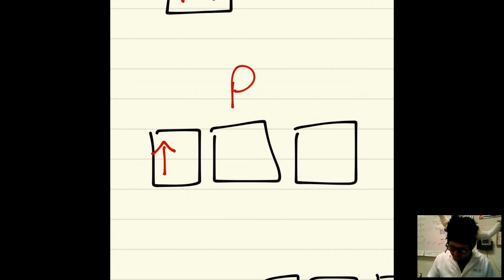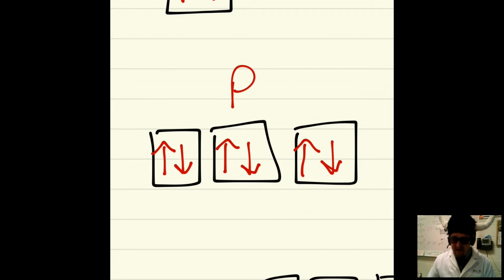What I mean by that is that in a particular sublevel, like this p sublevel, each orbital will obtain 1 electron spinning in the same direction before it can obtain a second electron spinning in the opposite direction. Now, this is what I like to call the firsts before seconds rule.